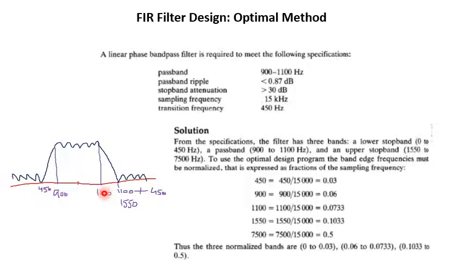So this corresponds to 0.0733 in normalized frequency. The next point has a frequency of 1550, so the normalized frequency for this will be 0.033. For this last point the frequency is 7500. So 7500 divided by 15000 results in 0.5. This is the point where we have a frequency of 0.5. Again, we'll have another replica of this around 1, because we are taking the normalized frequencies for the case of linear frequency.